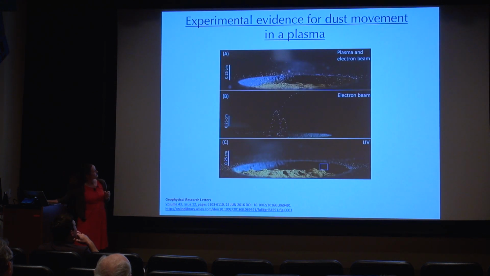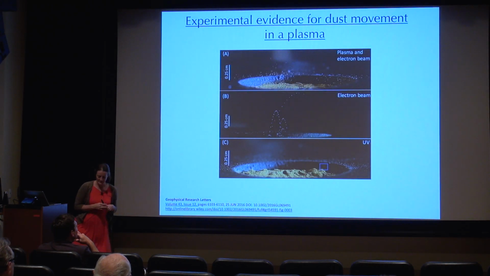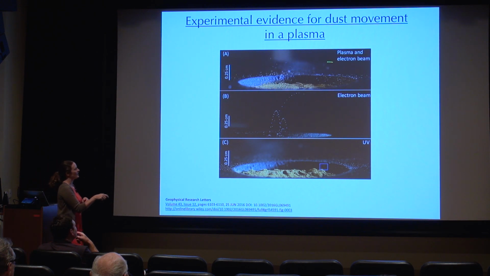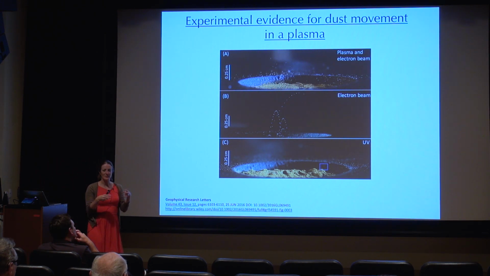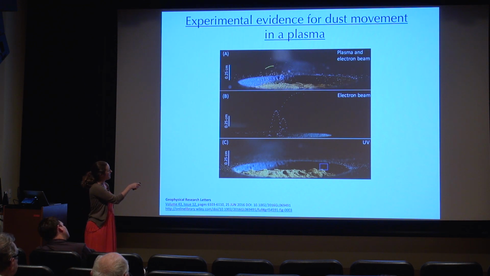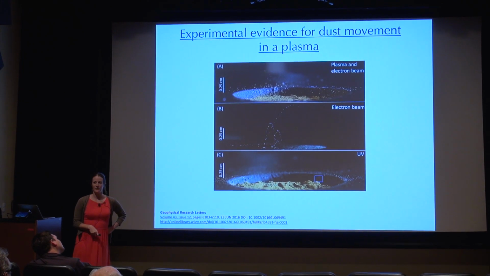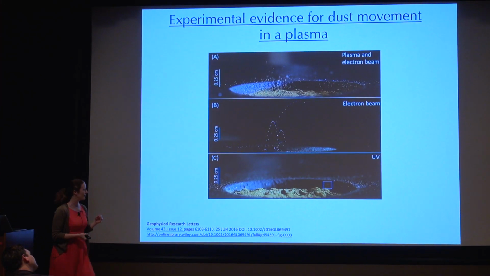And then this is a fun experiment that some of my colleagues at Colorado did, where they had a bunch of little dust grains in a little mini crater in the lab in a vacuum chamber. And then they put an electron beam and a plasma on it, so they made charged particles impinge on the surface, and they actually saw little dust grains, this is a traced image, hopping up above the surface. So we can actually show this in the lab as well.